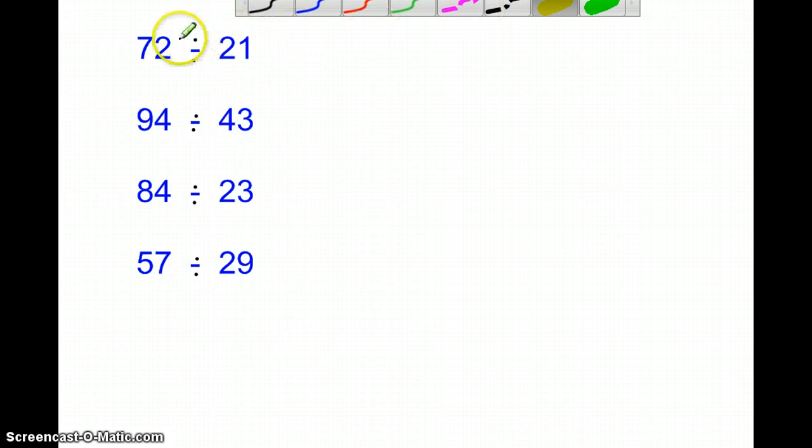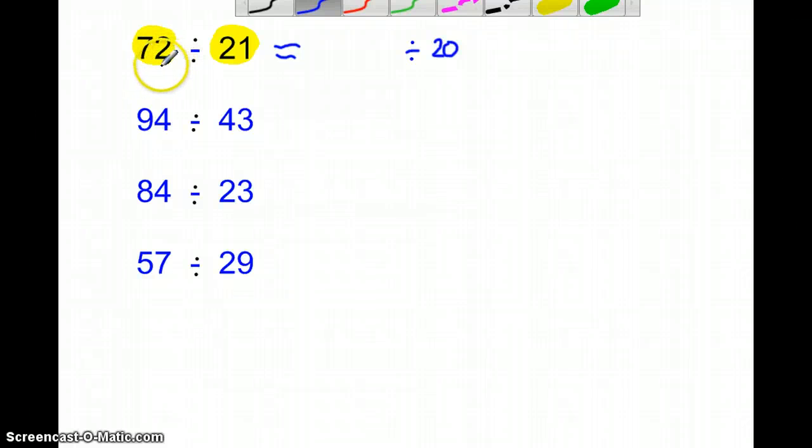So I have 72 and 21. I want to make them convenient. So I'm going to round this to a 10 and this to a 10. So what number would I round 22? Well, that would pretty much round to 20, right? That's pretty easy. And what number would work for 72? Well, 70 is not going to work because that's not easily divisible by 20. So we can choose to go up to 80 or down to 60.